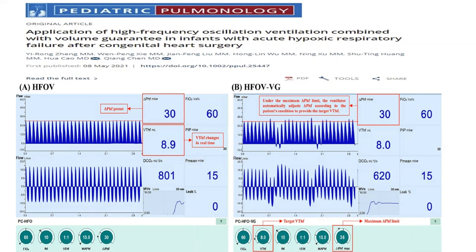I think that's an important point to come out from this lecture, that we can use the high frequency in the cardiac patients for those who need it.